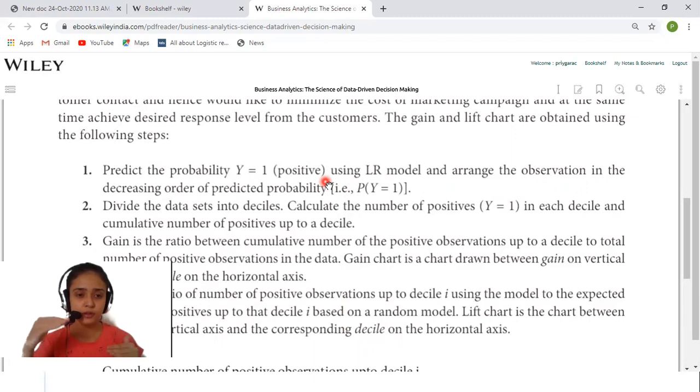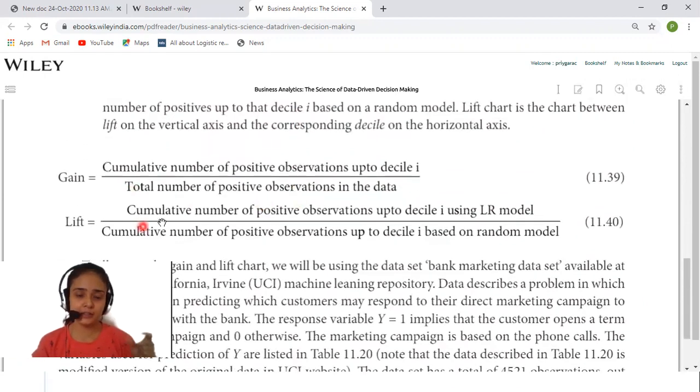Whatever the common steps are, first of all we have to find the probability for the positive y, then we have to arrange it in decreasing order, then we have to split the data into deciles, then we have to calculate the number of positives in each decile and the cumulative number of positives. After doing this, we can find the gain and the lift by putting all the values in the formula. So these are the gain and lift chart steps.